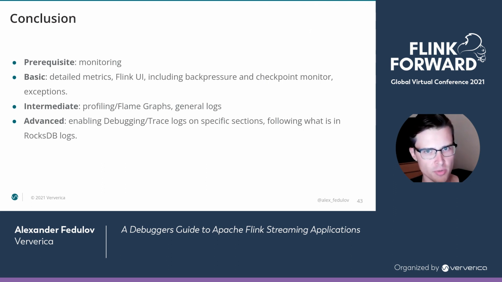Look at the detailed metrics. Try to spot issues that lie on the surface. Continue with the Flink UI, including the backpressure and checkpoint monitors. Also check Flink UI for any root cause exceptions. If you were unable to understand the problem or find the solution, or maybe you simply want to optimize your code, continue with profiling and flame graphs. If you still need to go further, there are also some more advanced techniques available, but they will most likely require you to get intimately familiar with the implementation details.